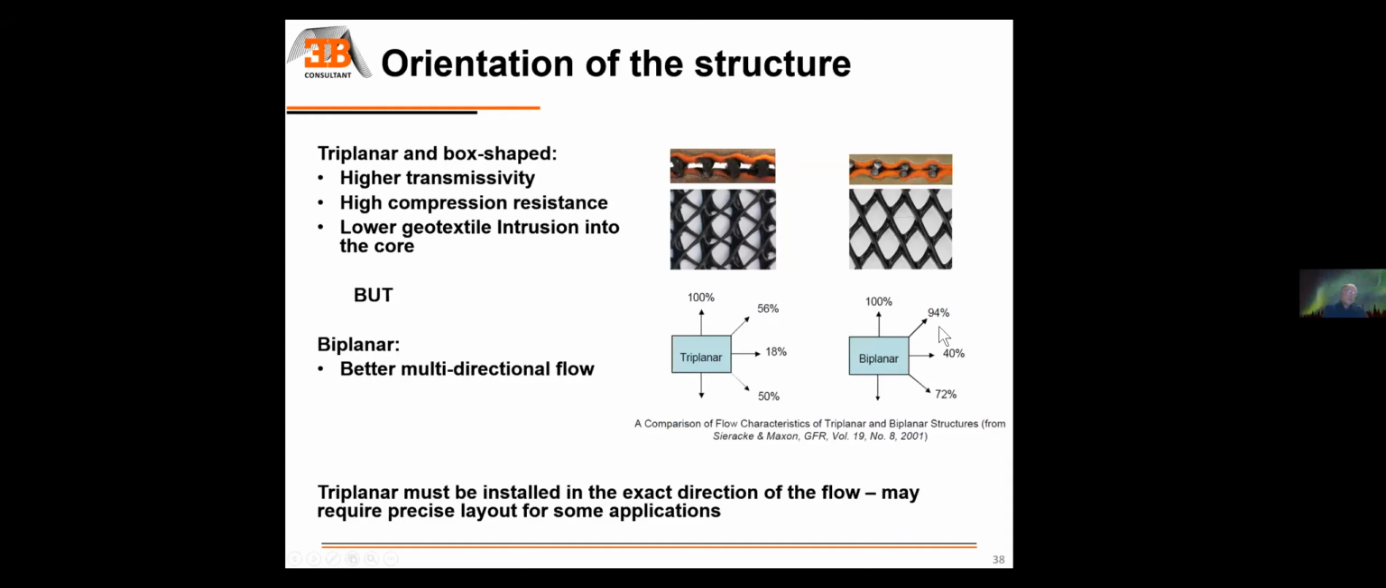What is a practical consequence of that is the installation of the geocomposite. When you have a triplanar geocomposite, you must follow the slope exactly, or stay as close as possible to the main direction of the slope. Otherwise, you're going to have more turbulence. You're going to have a flow which is not going to be optimum, and you're going to lose some capacity because of that. So it doesn't mean that they are not good. It means that there is more attention to give at the stage of installation for triplanar geocomposite compared to biplanar. Biplanar is more tolerant. It has less flow, but it's more tolerant.